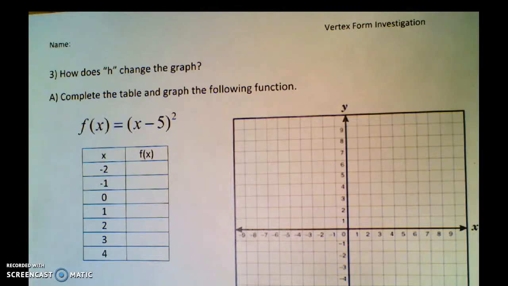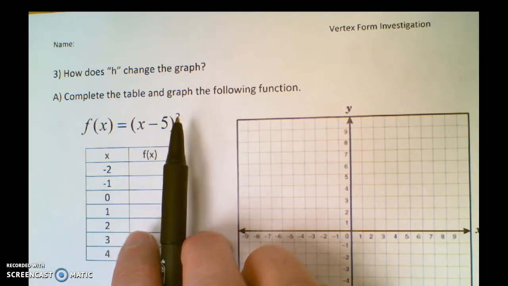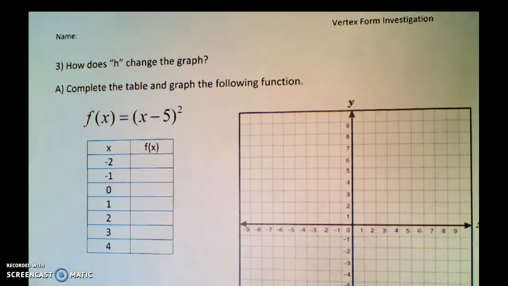Alright, the last part of the investigation focuses on what happens if we have a number inside of parentheses and then we raise that to the second power. So we're still dealing with a quadratic, but now we're looking at how it shifts. So again, we're going to plug in our values into our equation and see what comes out.